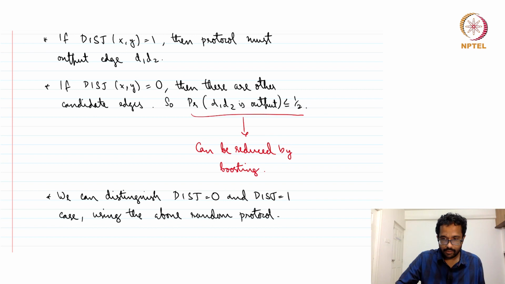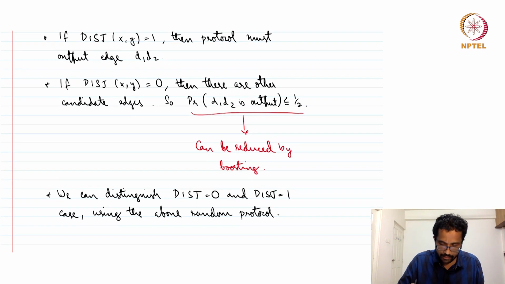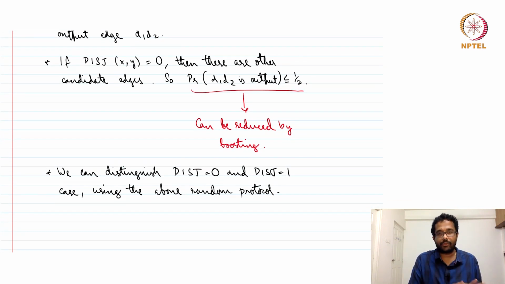So the bottom line is that we can distinguish the case when disjointness is 0 and disjointness is 1 by using this protocol. It's a random protocol because we do this random permutation. So we transform X and Y into graphs, and if they are disjoint, the only output possible by Alice and Bob is D1, D2. Otherwise, there are multiple outputs possible.